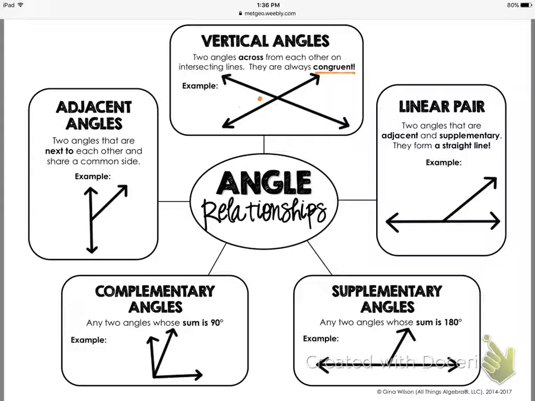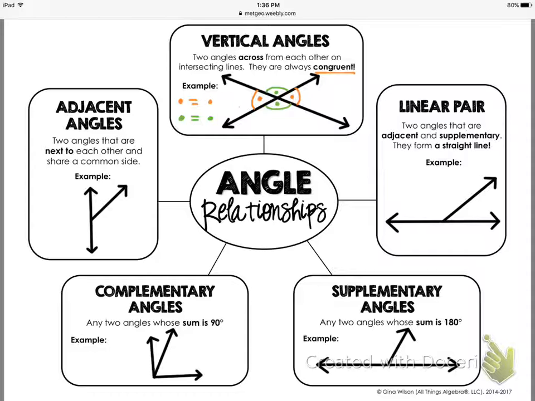So for example, this angle is congruent to this angle over here. So we can say that this is equal to this one. So they're going to have the same angle measures. So for example, if that was 50 degrees, then the one across from it would also be 50 degrees. And the same is true for these sets of angles. In this case, the green angles are also going to be congruent to one another. Okay, so those are vertical angles.